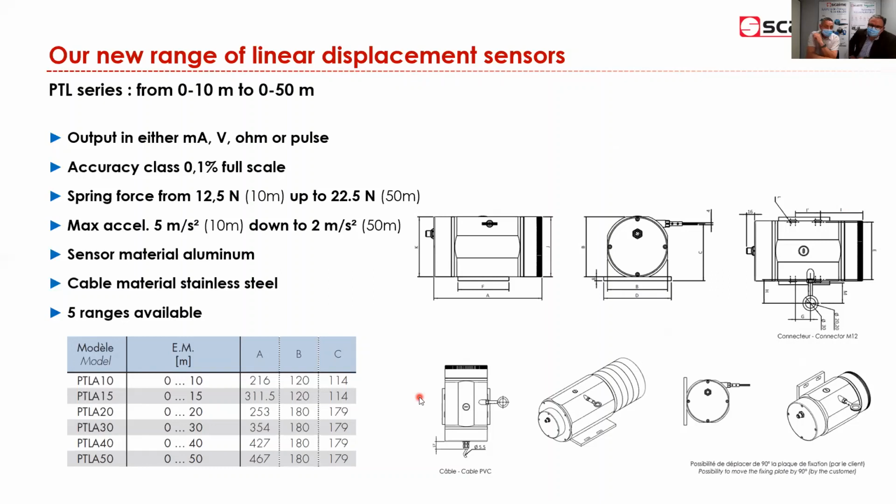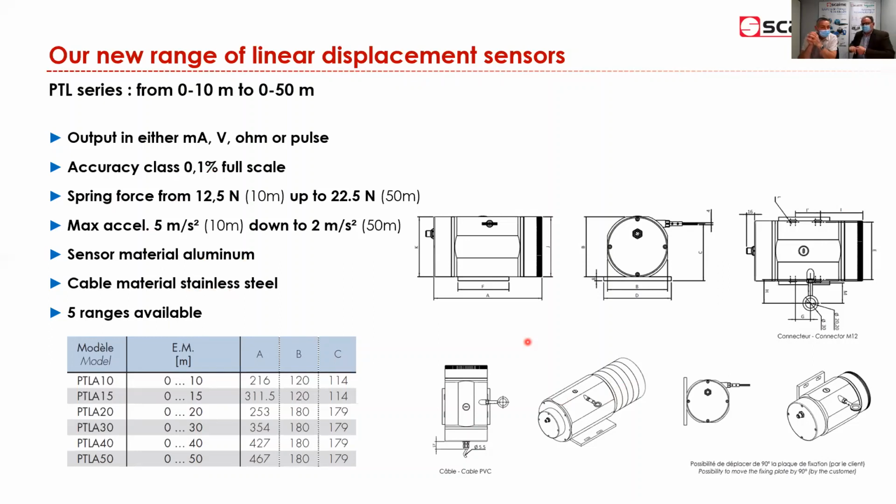So we can find exactly the same specifications. You can see accuracy, spring force, acceleration. Material is the same, with the possibility for hard anodization, and cable range. As we said just before, for the big range, there are many springs. So the body is bigger, to be sure that the cable will be straight every time, so to keep good accuracy.